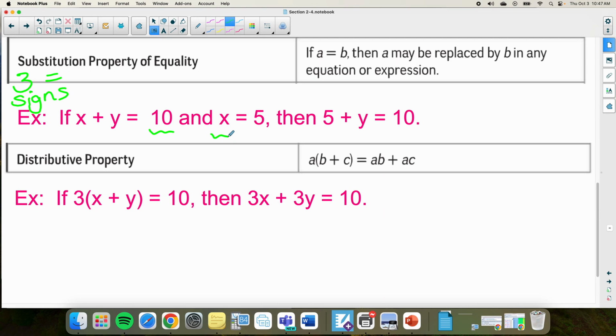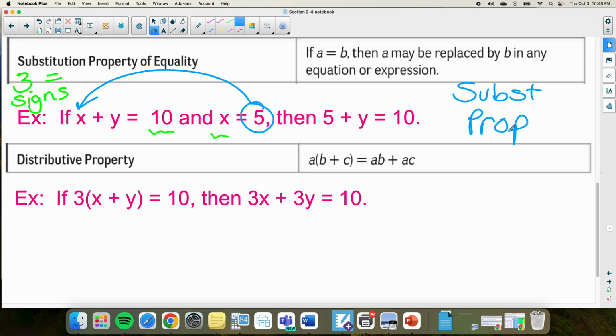What happened in this question is they gave you an equation and then they told you that x is 5. You're going to hear me talk a lot about taking one thing out and putting something else in for that. And that's what they did here. Now they have 5 plus y equals 10. And that is substitution. And that's how we're going to abbreviate substitution, and then prop.